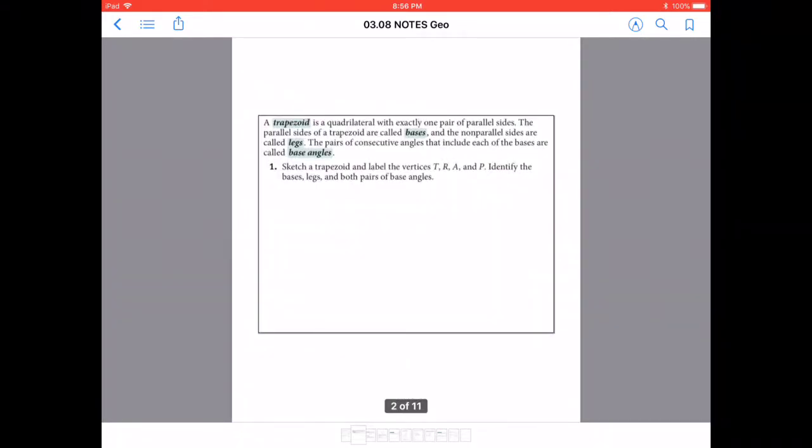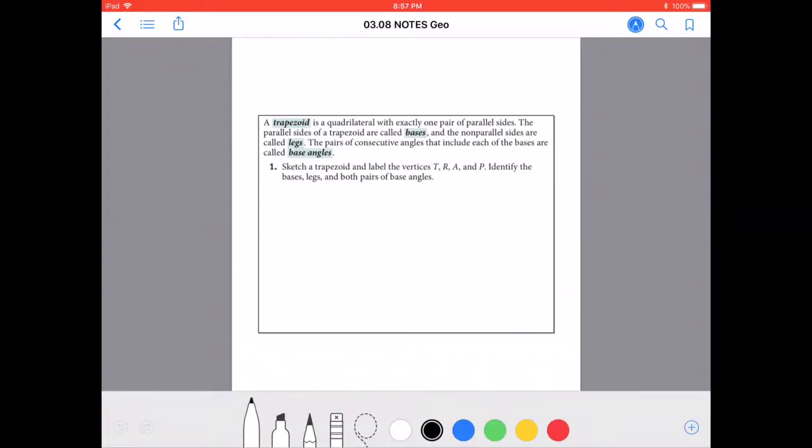And then here is what we talked about yesterday. So just to review, a trapezoid is a quadrilateral with exactly one pair of parallel sides. The parallel sides we call the bases, and the sides that are not parallel we call the legs. And then this was the difference between what we are used to with isosceles and what we are now seeing with trapezoid.